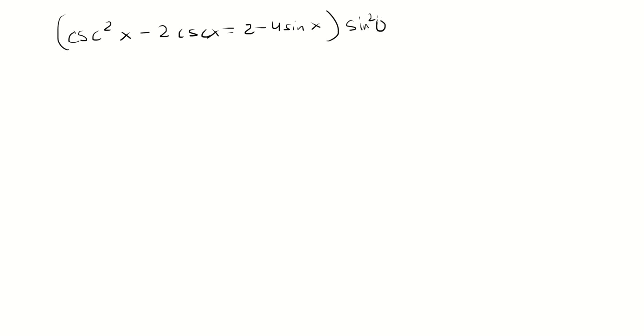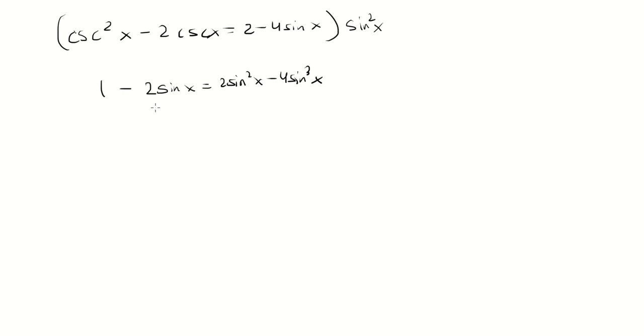And the reason it's sine squared is because we have cosecant squared. So whatever the highest degree of cosecant is, we're going to multiply sine with that same degree. So cosecant squared times sine squared is 1 minus, and then cosecant times sine squared is sine, equals 2 sine squared minus 4 sine cubed.